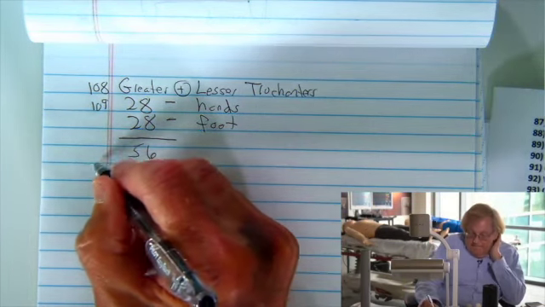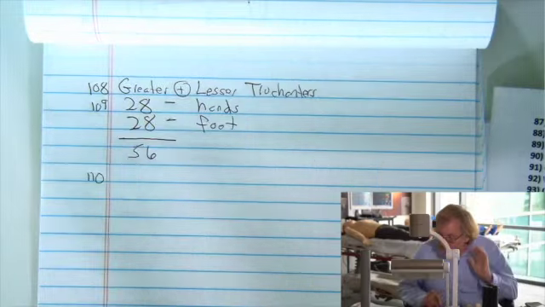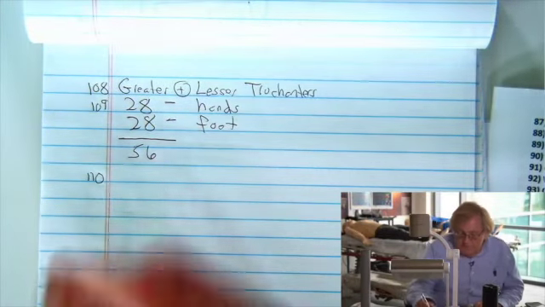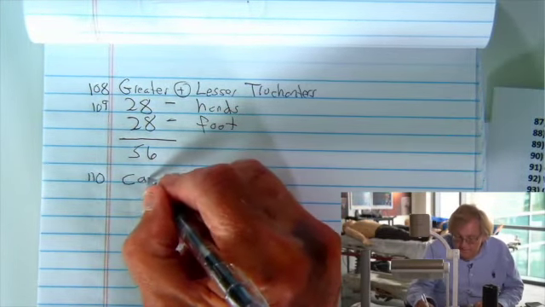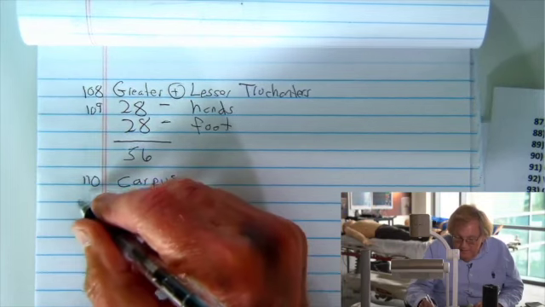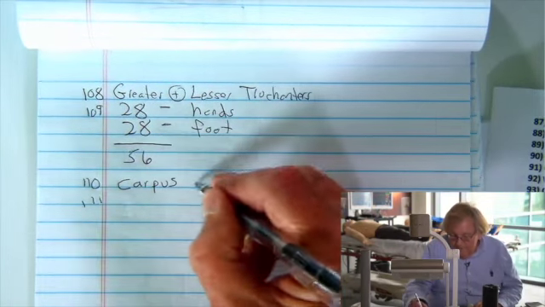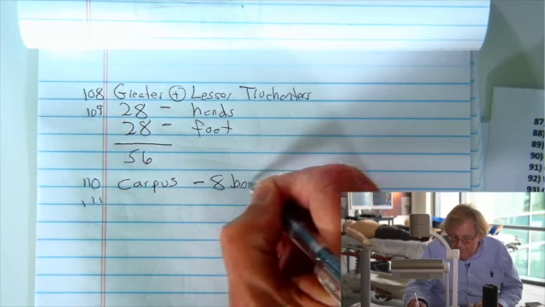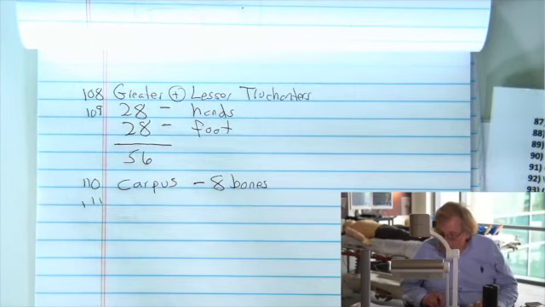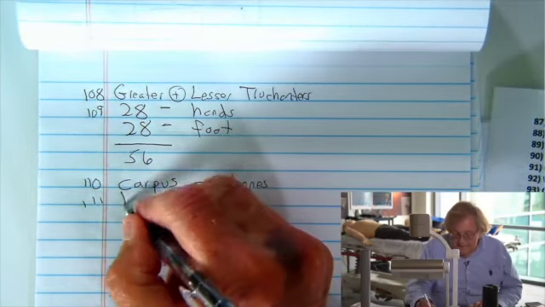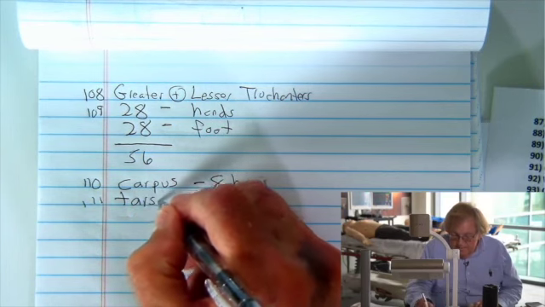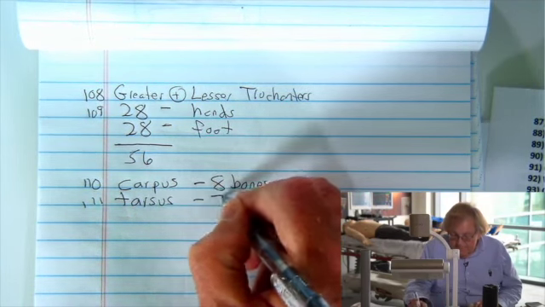110 is the wrist. Remember, the wrist is called the carpus. 111, remember, that's going to be comprised of 8 bones. 111 says the ankle, that's the tarsus. Tarsus is going to be comprised of 7 bones.